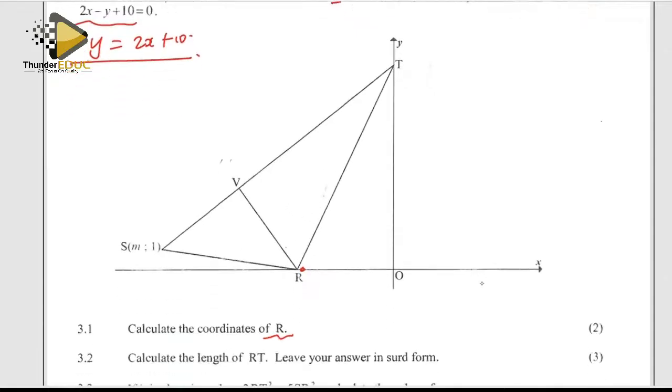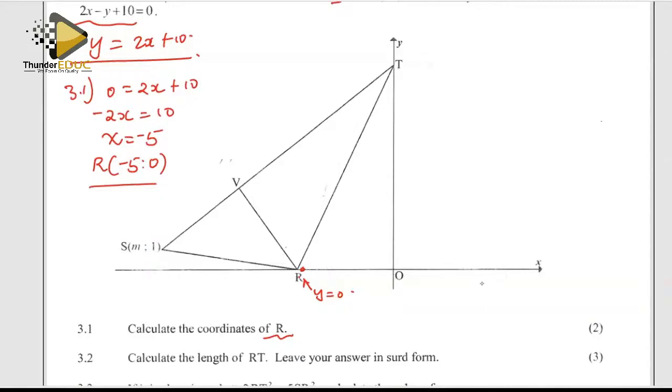So we know that R is the x-intercept, and at this x-intercept, y is always 0. So I'll come down and say that 0 is equivalent to 2x plus 10. Move the 2x that side, negative 2x is 10, meaning that x is negative 5. So R is going to be negative 5 and 0. That's how I get the 2 marks.